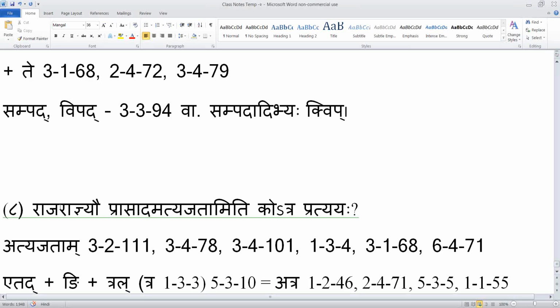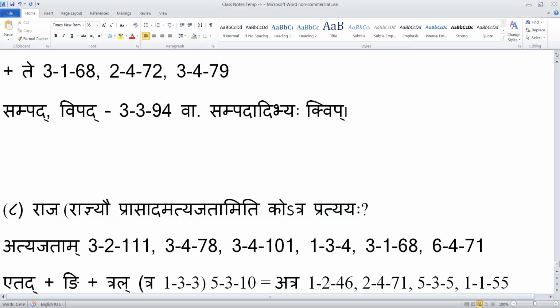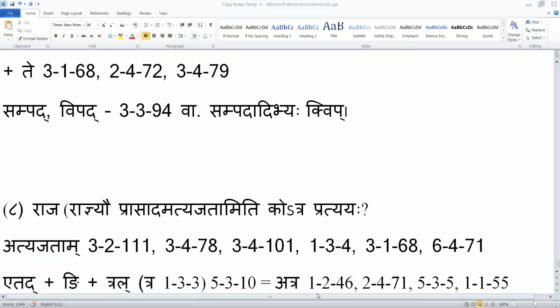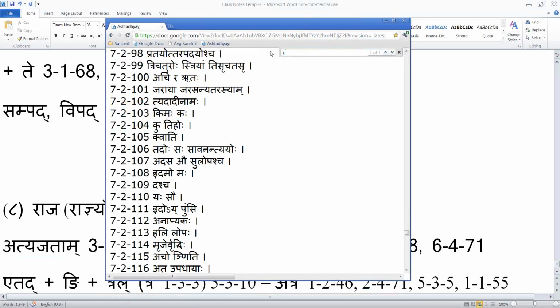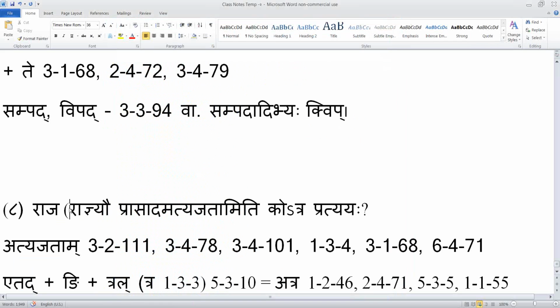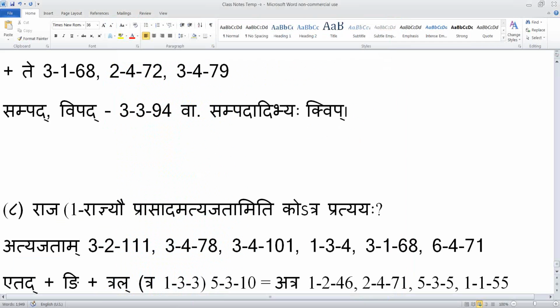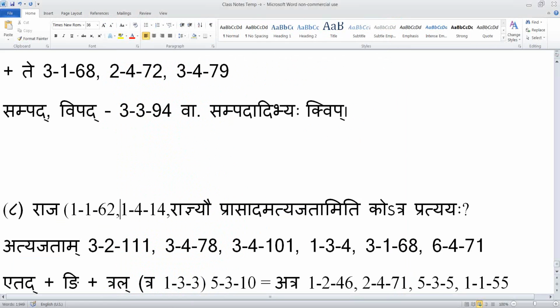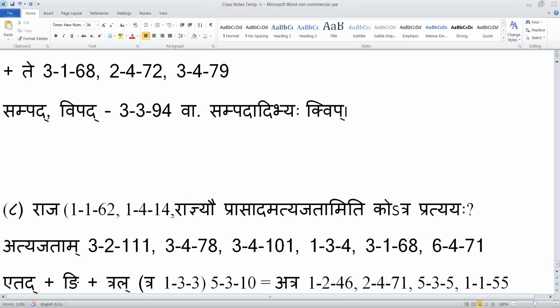Maybe we'll just put over here, so it's Raja, this has taken luk, we need to put this one, which is Pratyaya Lope Pratyaya Lakshanam, Suptingantam Padam, and then after that we can use Nalopa Pratipadikantasya. So Pratyaya Lope Pratyaya Lakshanam, I think, is 1162. Yeah, 1162. The Nakara of Rajan is dropped because of that. So we use Suptingantam Padam, Pratyaya Lope Pratyaya Lakshanam, 1162, and then after that we use Nalopa Pratipadikantasya, straightforward.